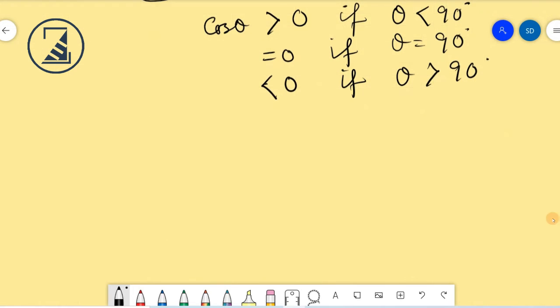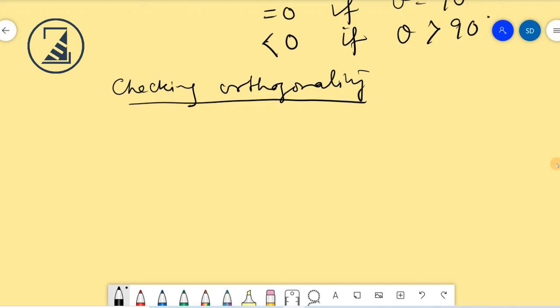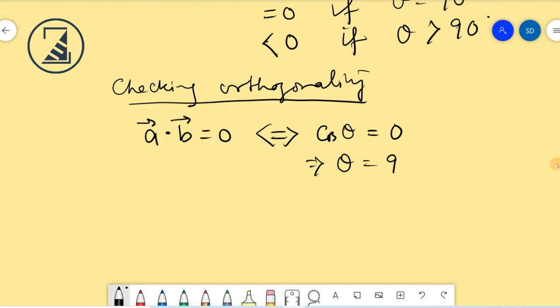Okay, the next application of dot product is checking orthogonality. Orthogonality is simply the property of one vector being perpendicular to another vector. So to check whether two vectors are orthogonal, we compute A dot B, and if A dot B is 0, that means theta is 90 degrees.